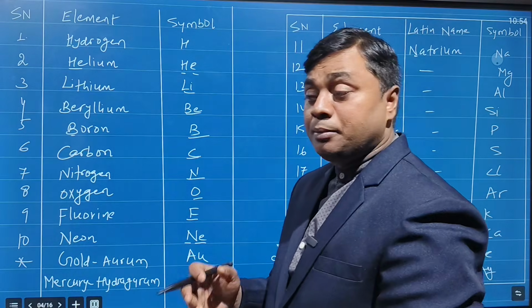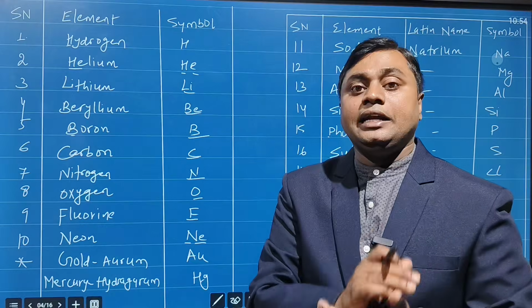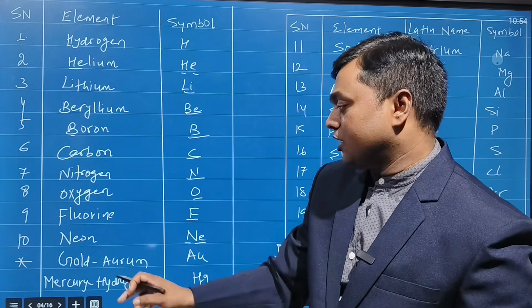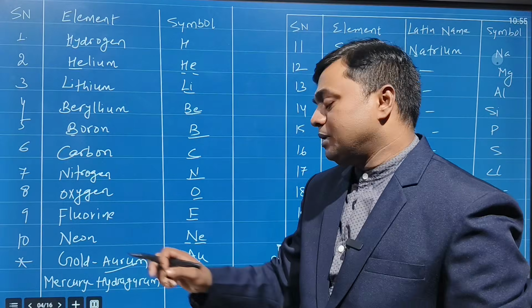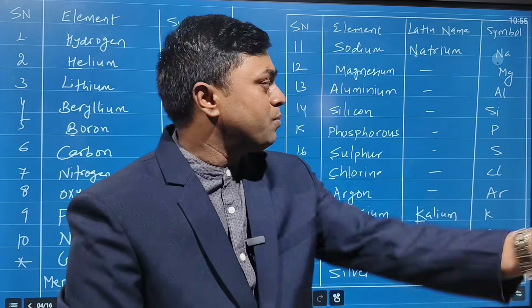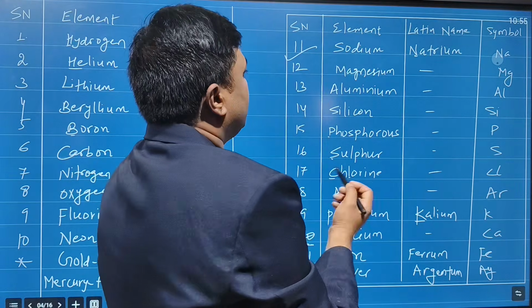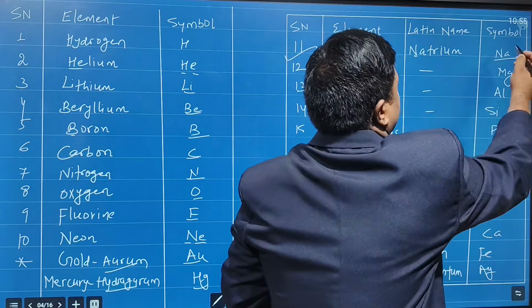Some elements have their symbols written with their Latin names. Like gold, Latin name is aurum, so the symbol is Au. Similarly, mercury, hydrargyrum, so Hg is the symbol. Next, sodium. Latin name of sodium is what? Natrium. So Na.